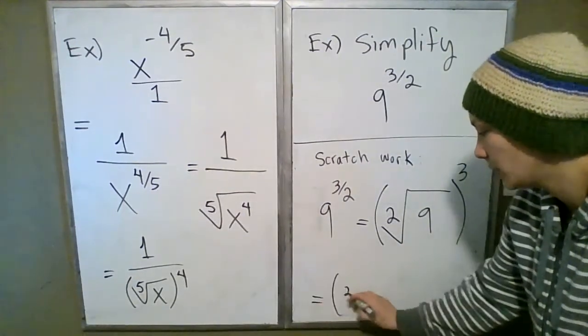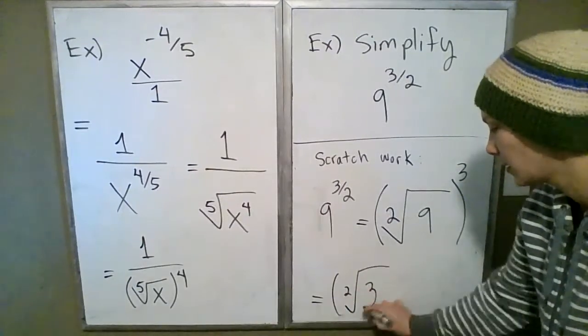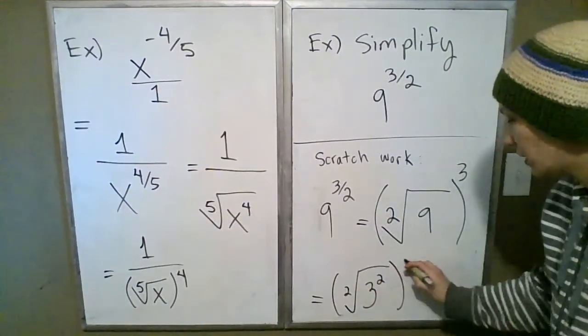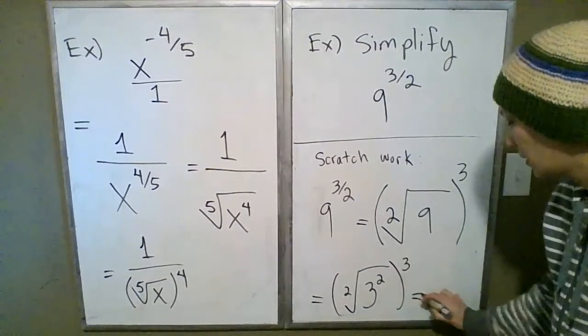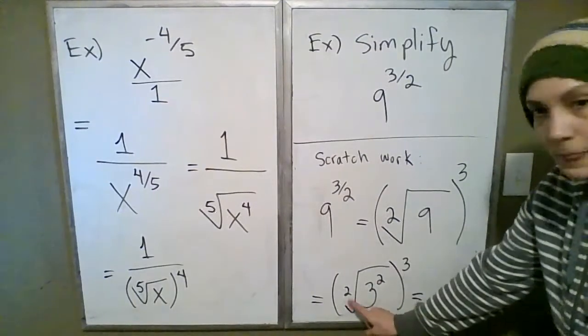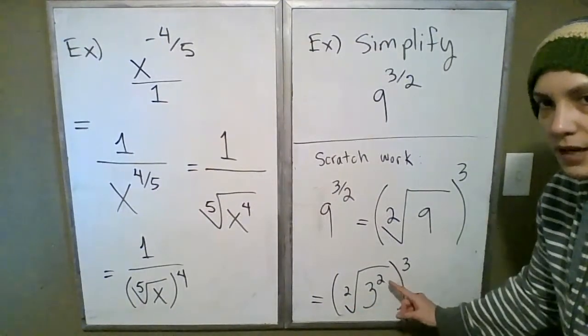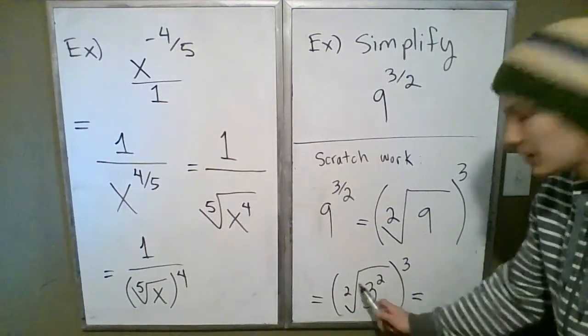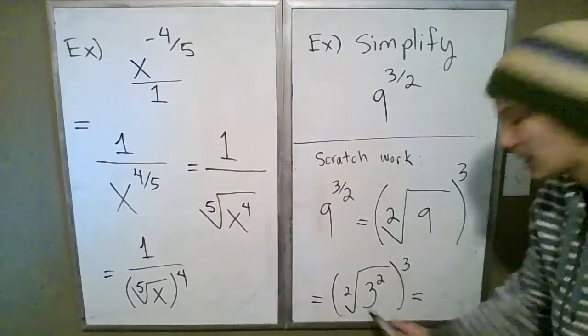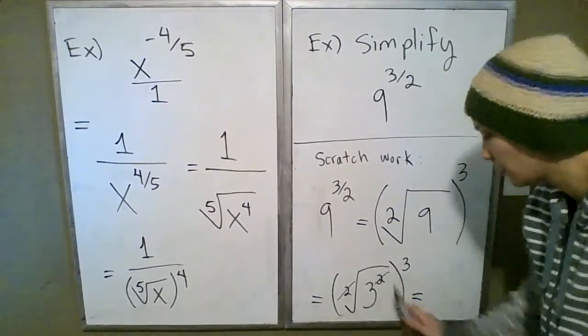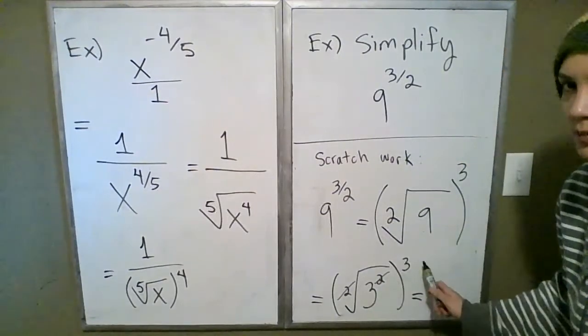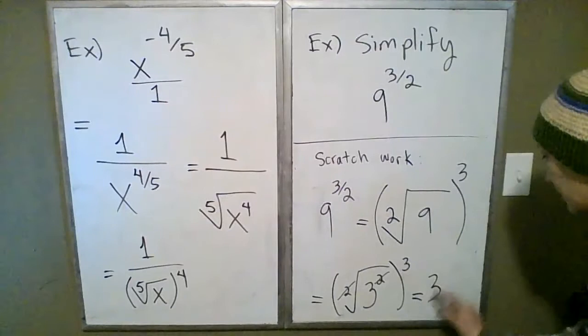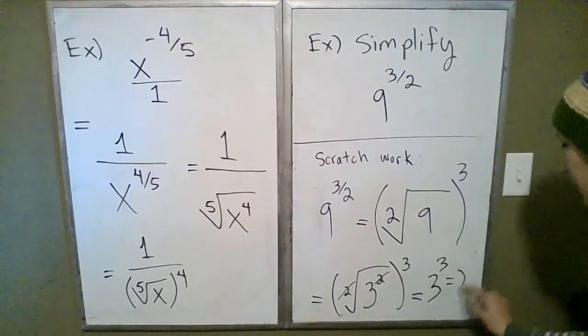So it's the square root of 3 squared. So that root and that power will undo each other. Some people like to cross them out once they match. What's left is 3 cubed, which is 27.